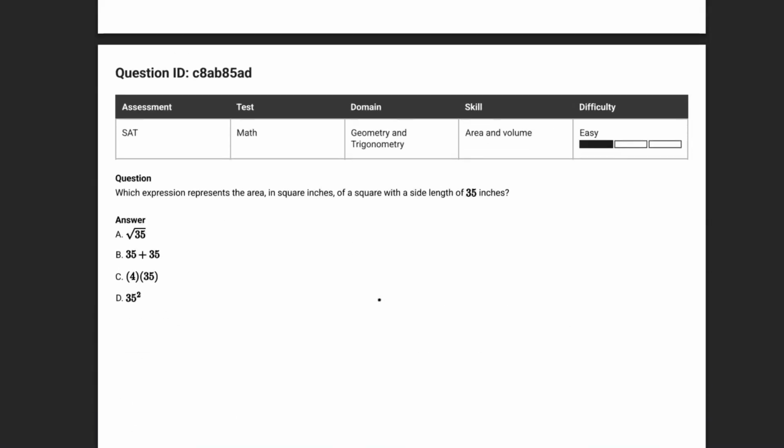All right, next question. Which expression represents the area in square inches of a square with a side length of 35 inches? That's pretty easy, but I'll just draw it out. We have a square with side length 35 inches, which means all the sides are 35. The area would just be side squared for a square, so 35 squared would be our answer. It would just be D.